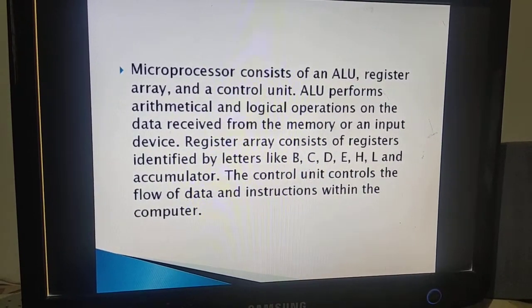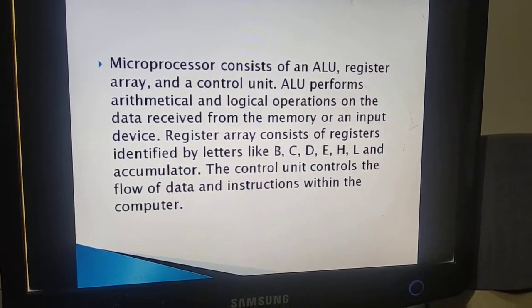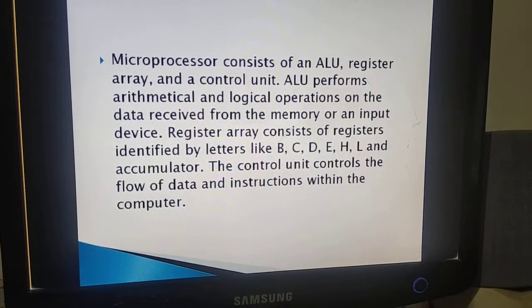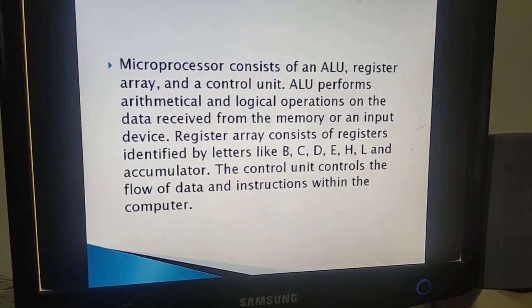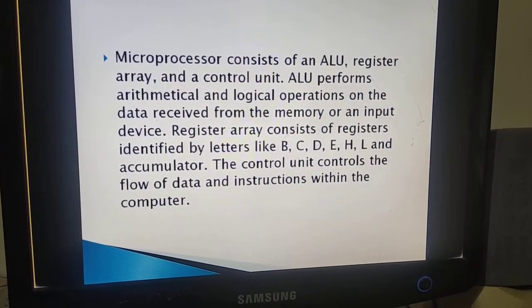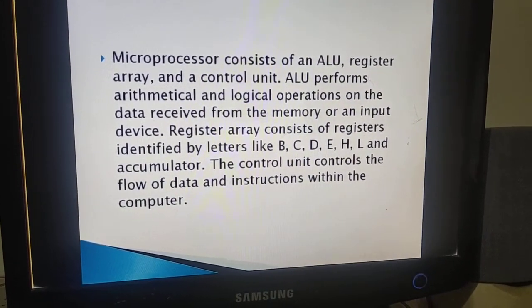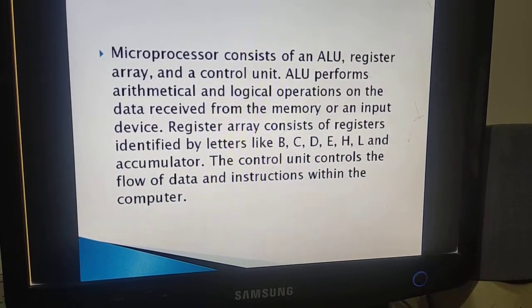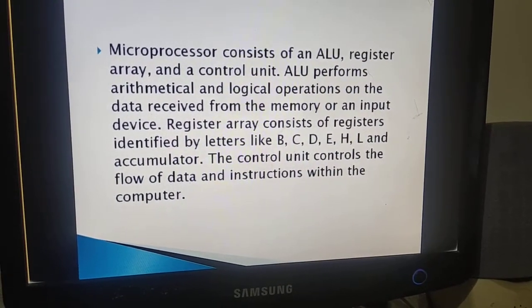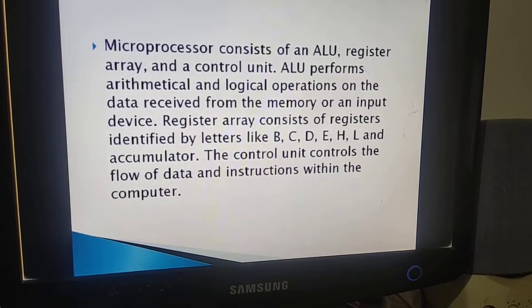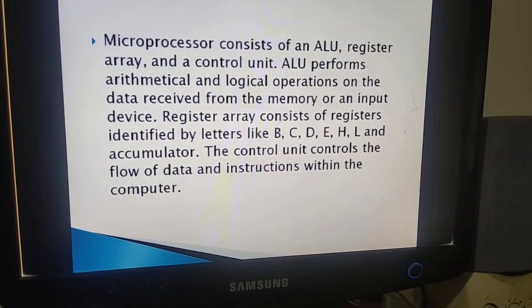Now it comprises of the ALU, as I told you before, also the register array, and the control unit. So these are the three basic components of a microprocessor. And this ALU will perform the arithmetic and logical operations on the data which is received from the memory or from the input device.